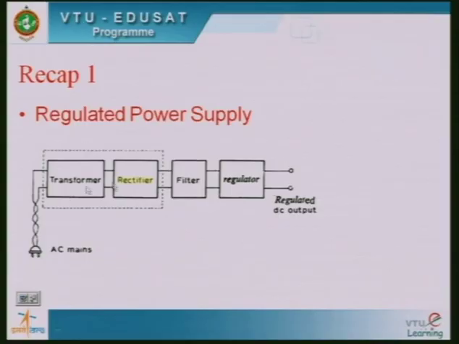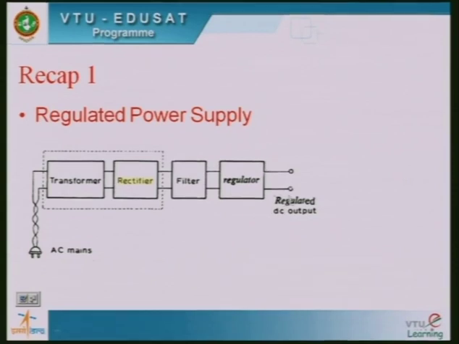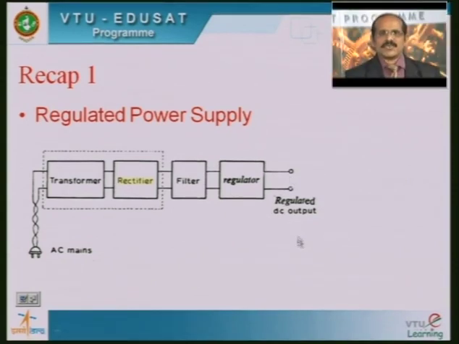In case of line regulation, if there is any variation in the input supply, this regulator will provide a continuous output. If there is any variation in the output current, the regulator provides the continuous DC output. Therefore, the job of the voltage regulator is to provide a continuous DC in spite of variation in the input voltage or the load current. Finally, at the output of this regulator, we get a regulated DC output.